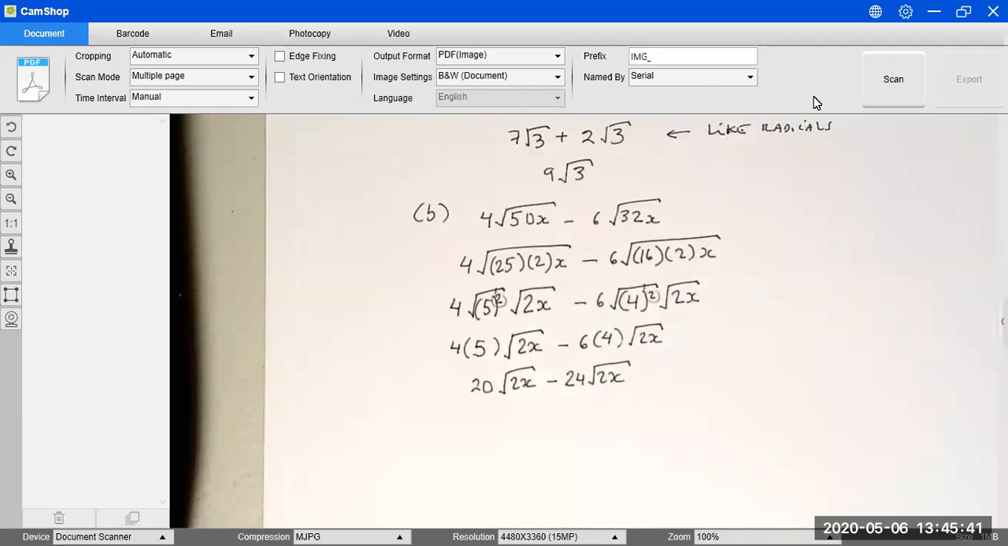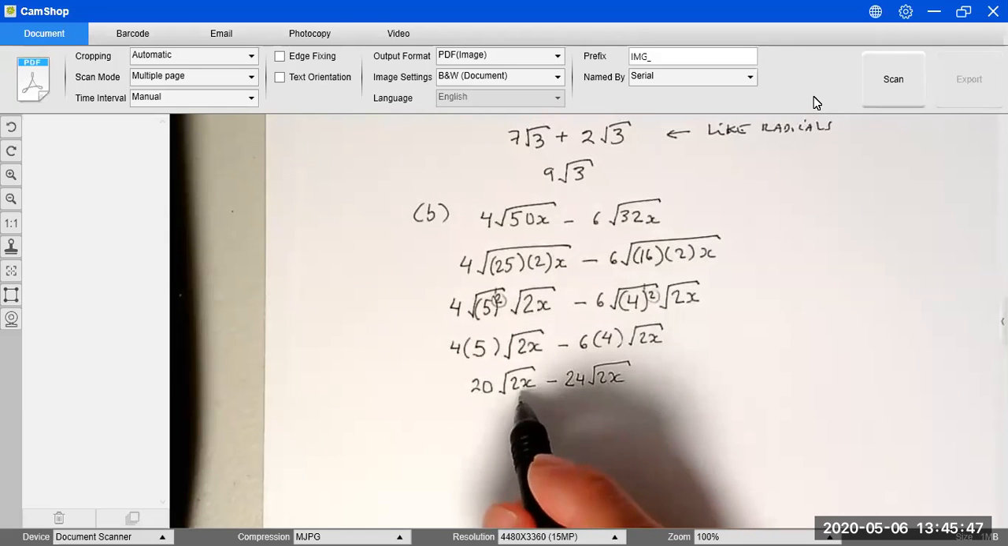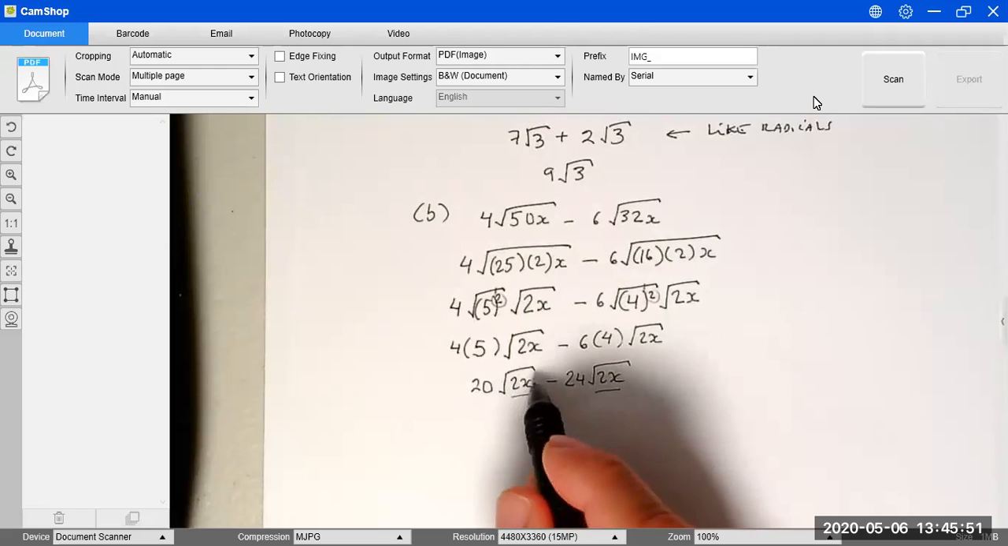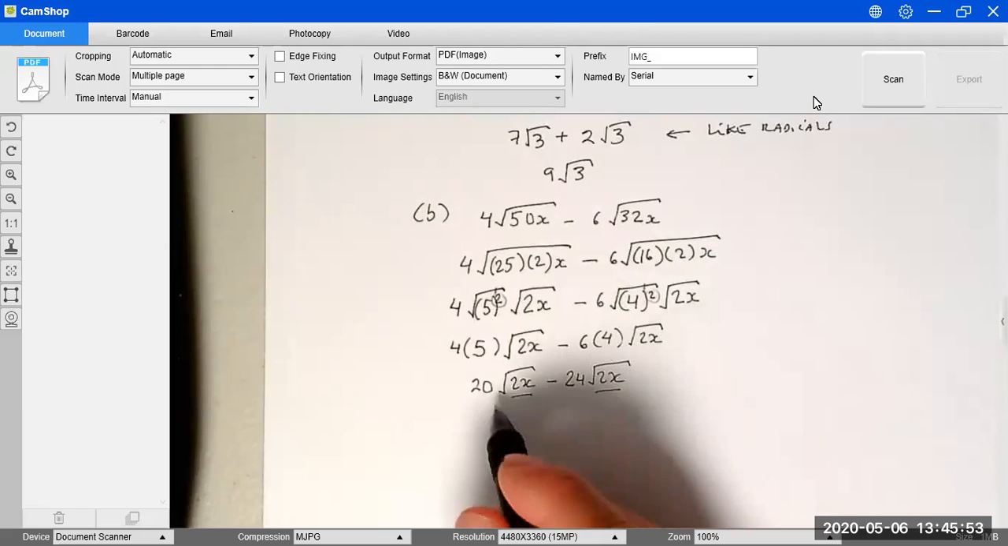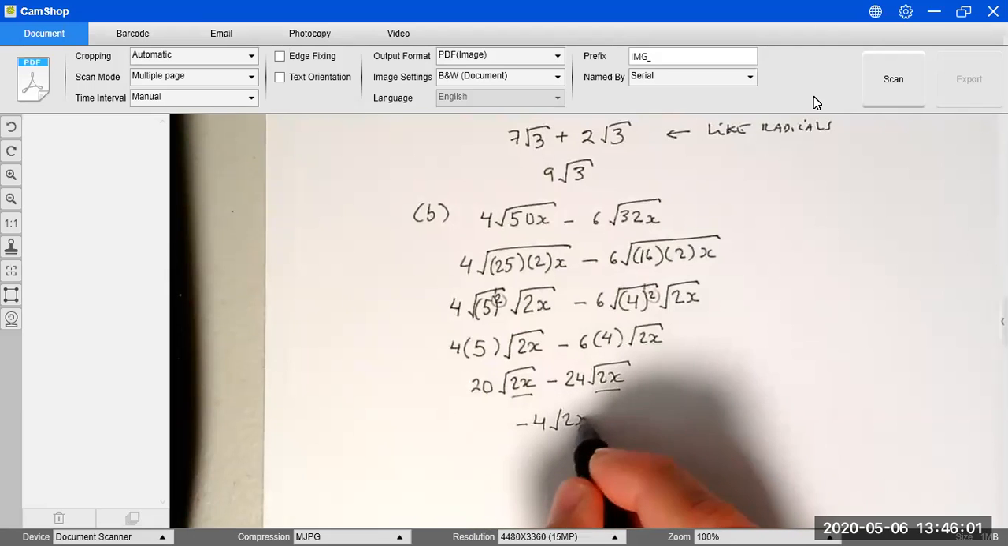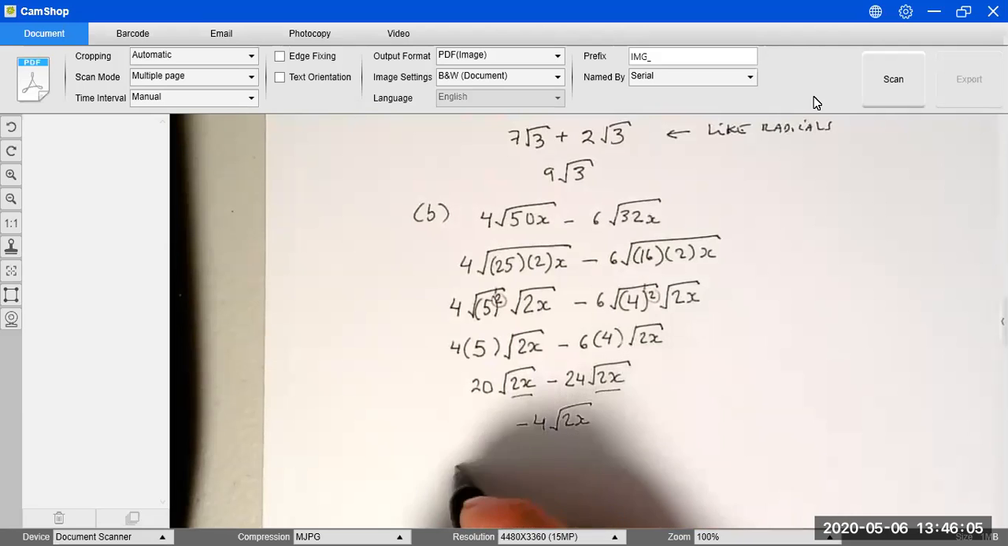Then the final step is just combining these like radicals. I now have the same radicand and the same index for the radical sign, so I just need to work with the coefficients. 20 minus 24 is going to be negative 4 square root of 2x. So that is going to be the final answer.